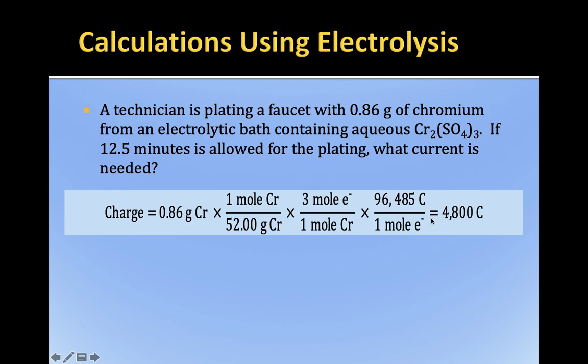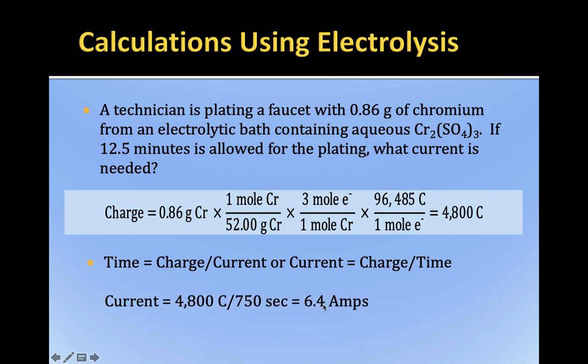This gets us our charge. From our charge and time, we'd have to change the time into seconds. Charge divided by our seconds would then give us our amps being applied. The 750 seconds is just these minutes converted into seconds. So we multiply by 60, take our charge divided by the time, and we can figure out the amps that we would have to use for our reaction to occur.